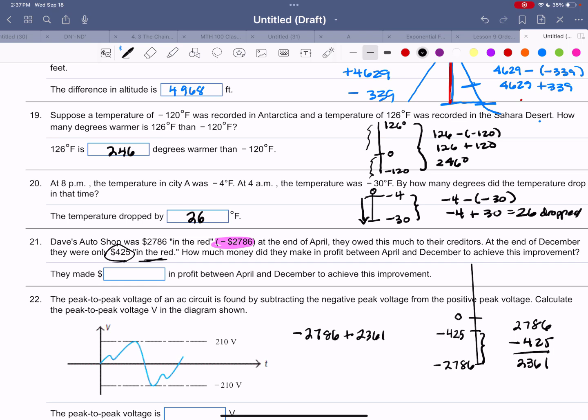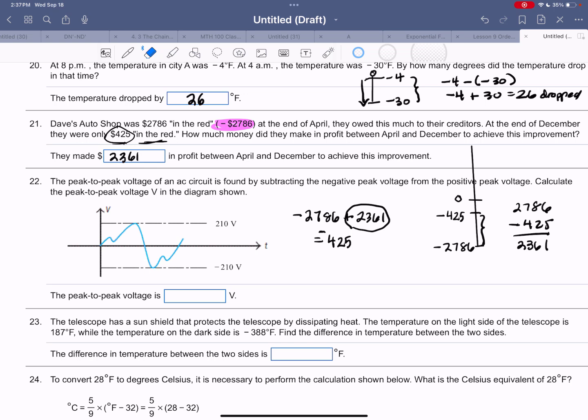So 2786 and 2361 is 425. And we're still in the hole, 425, but we had to go up, we had to deposit 2361 in order to get up to, still in the hole, a negative 425.